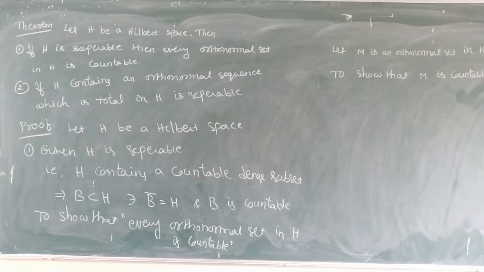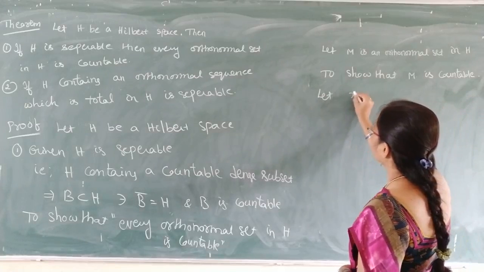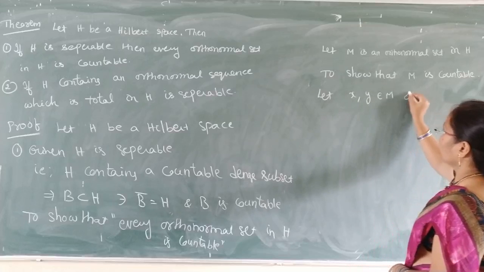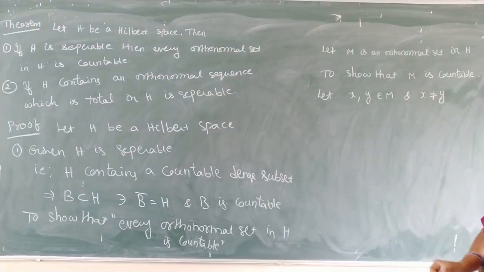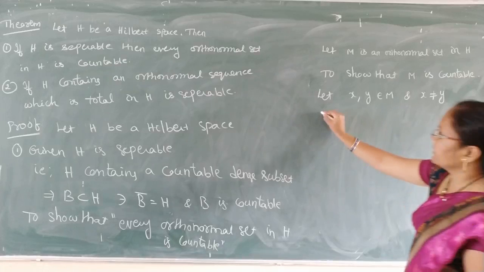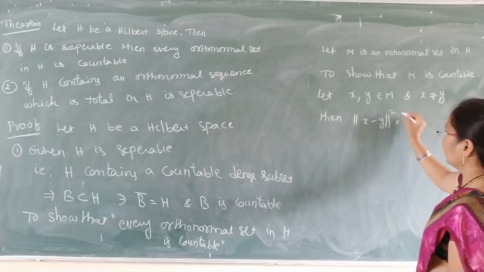For this purpose, here we have to take two distinct elements in M, and we have to calculate the distance of those two elements. So our next line is, take two elements x, y in M, and those two elements are distinct, so that x not equal to y, and we have to calculate norm of x minus y whole squared.